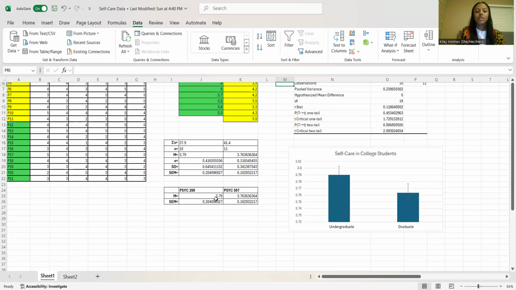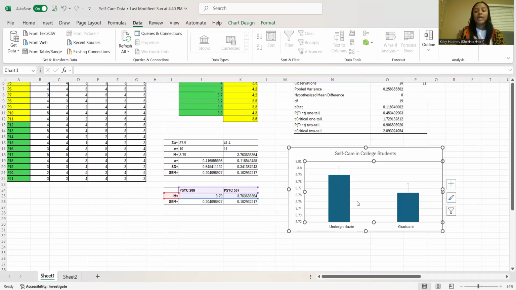I compiled the mean and the standard error of mean for the two classes for the graph. And once I compiled that, I saw that the undergraduate class had a higher self-care prioritization than the graduate class. Undergraduate had 3.79 for the mean, and graduate fell right under at 3.76. So it was a slight difference between the two.